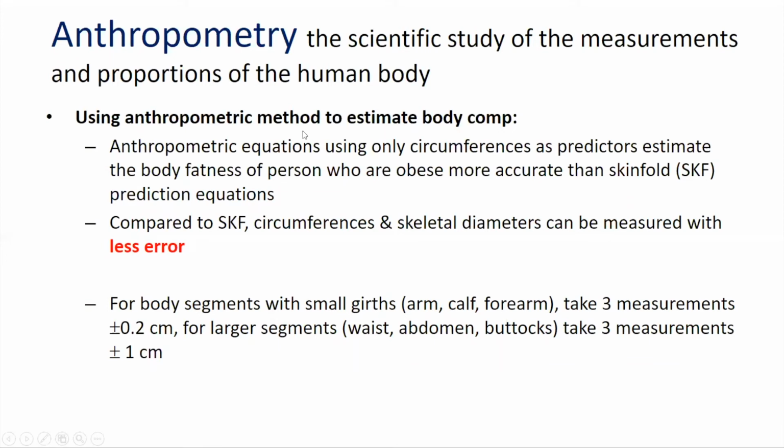In this section, we're going to cover field-based methods of body composition, and the first method is anthropometry. We did anthropometry in Lab 1 in 354 lab, where we measured different circumferences, such as the hip and the waist. The anthropometric equations that are available use circumferences as predictors to estimate the body fatness of a person. And anthropometric measurements, specifically waist and hip circumferences, are the best way to measure body composition in the obese population.